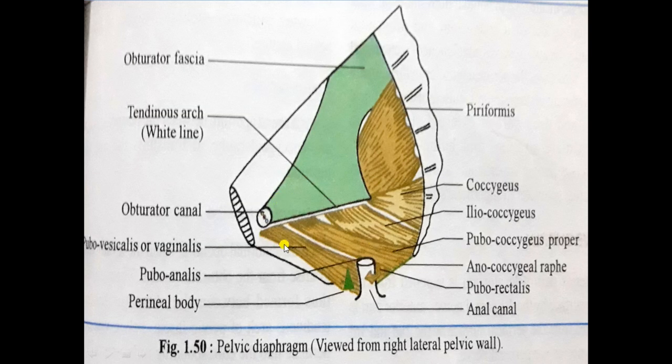Next, when you see this diagram, you can see all the muscles from front to back, and this is the coccygeus muscle, that is the posterior group. And next, this is the iliococcygeus muscle, and after the iliococcygeus muscle you can see the pubococcygeus proper, and after that you can see the puborectalis muscle and puboanalis muscle, and this is the pubovaginalis muscle and pubovesicalis muscle, which is inserting into the perineal body.